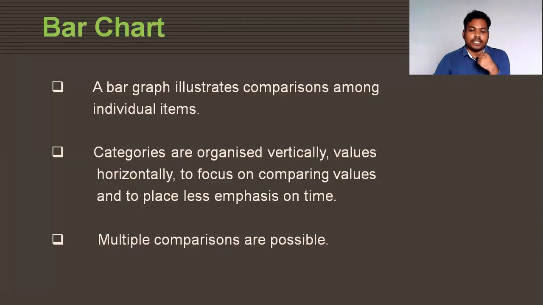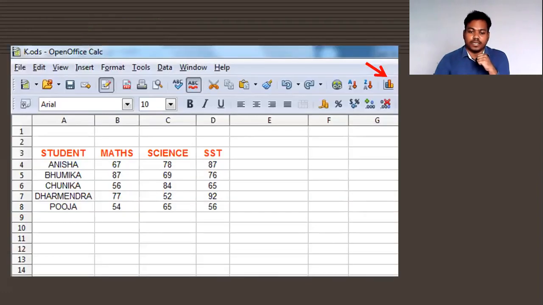Now next is the bar chart. A bar graph illustrates comparison among individual items, right? Categories are organized vertically and values horizontally, to focus on comparing values, with less emphasis on time. Multiple comparisons are possible. Let's see how the bar chart is represented.